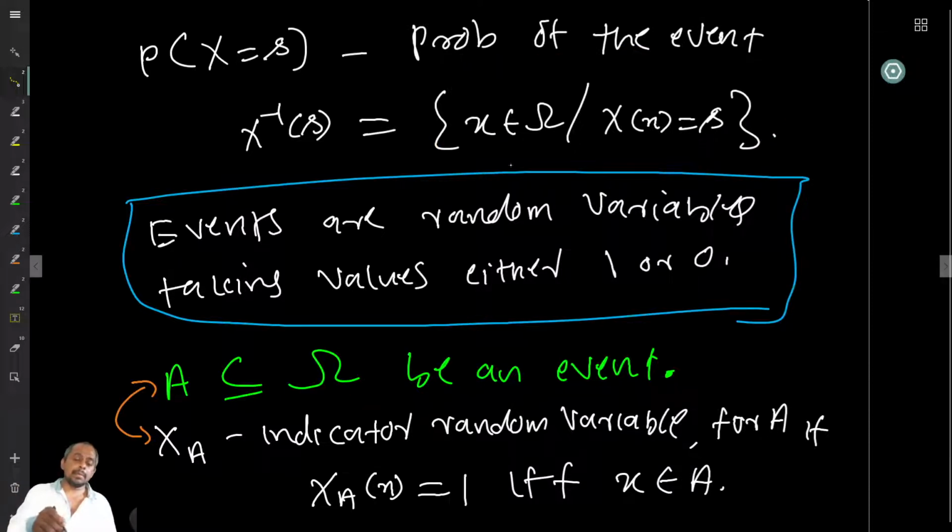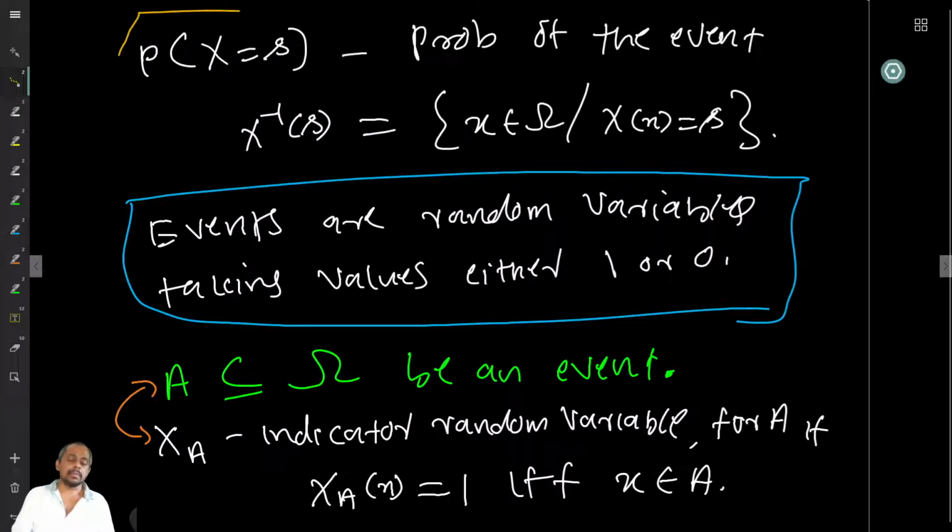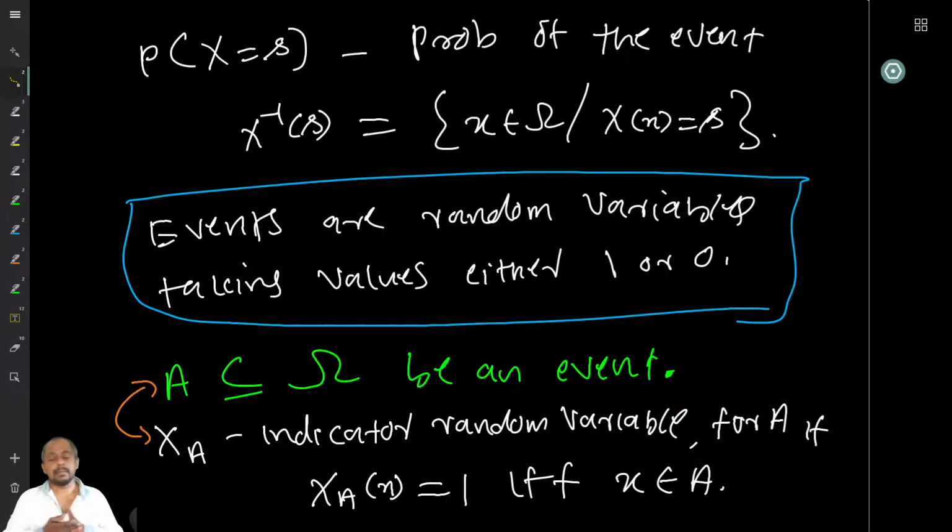So the probability of X taking the real value s is the probability of the event X inverse of s. X inverse of s is the event defined like this. Now, events are basically random variables taking values either 1 or 0, right? Because as we said, an event is basically a subset of omega.